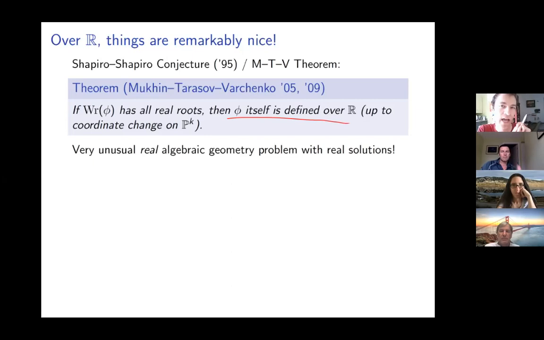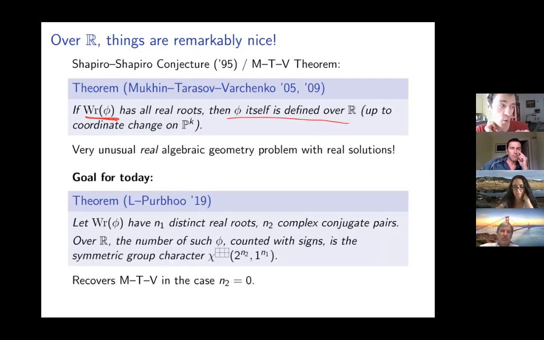And I want to say just how incredibly unusual this is as a geometry problem, because once you specify the Wronskian, finding phi involves solving a bunch of equations to make the Wronskian be what we wrote down. And typically when you solve real polynomial equations, you get a mixture of real and complex conjugate pair solutions. You would never expect to just get all real solutions. And so when this was noticed in the 90s, it just got a ton of attention. It's extremely unusual to find a real algebraic geometry problem with real solutions.